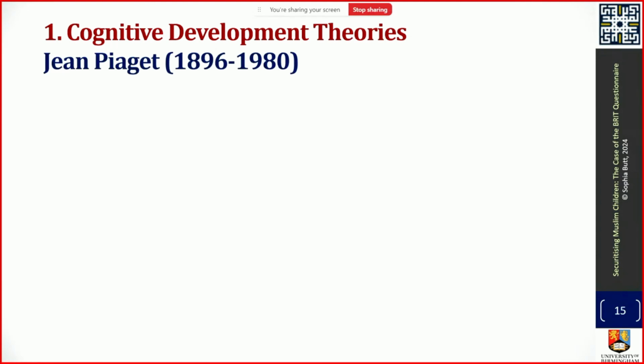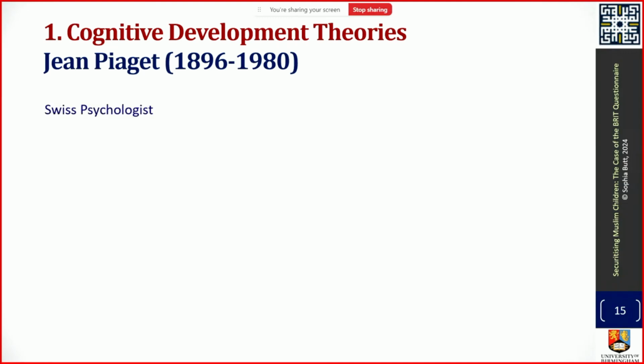So I wanted to look at the questionnaire from three different perspectives. The first being this notion of cognitive development theories, given that the government statement was that the primary purpose of the questionnaire is to help pupils to consider their place in society, to develop critical thinking skills, and so on. So there are two leading child cognitive development psychologists that I would like to focus on here.